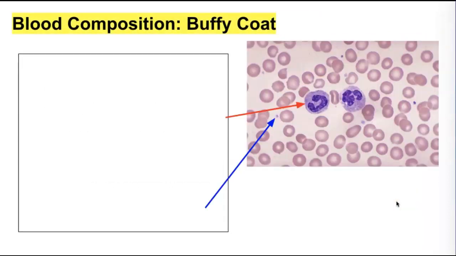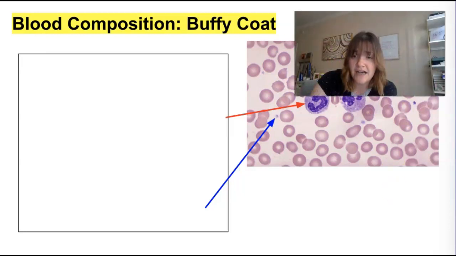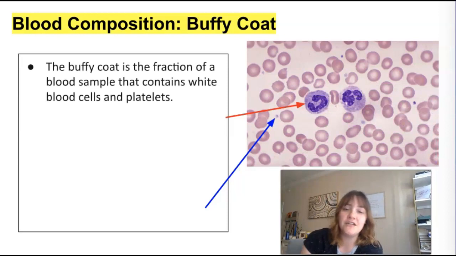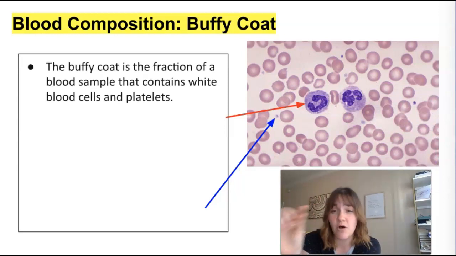So last but not least, we are going to talk about the Buffy coat. I don't know why it's called the Buffy coat. It just is. But I can fit right here. Hi, guys. So the Buffy coat is a very, very small fraction of a blood sample. Like we said, less than 1%. It is what contains the white blood cells and the platelets.